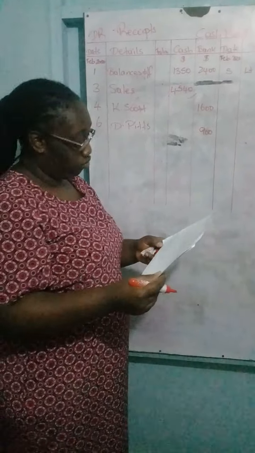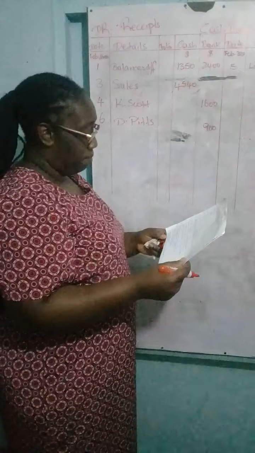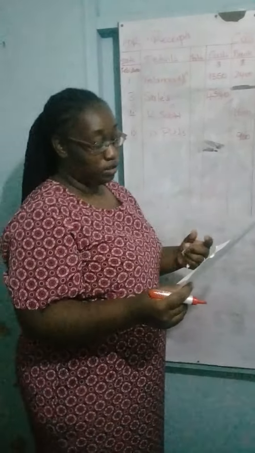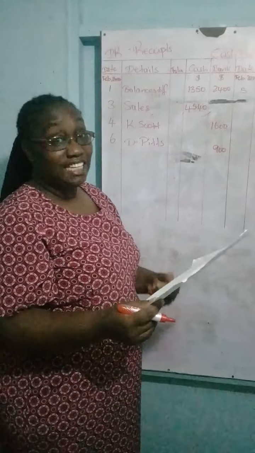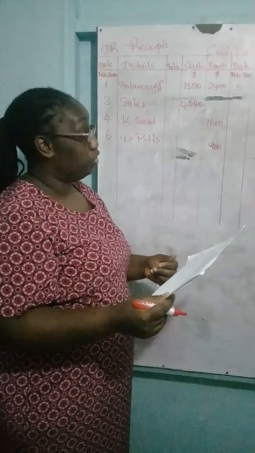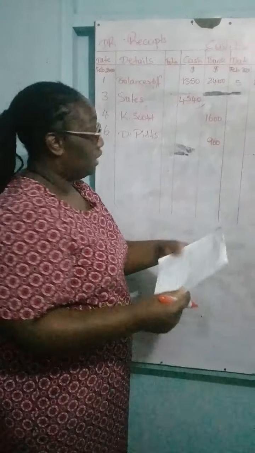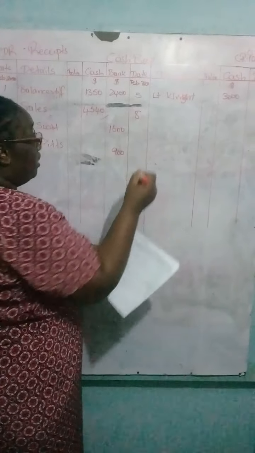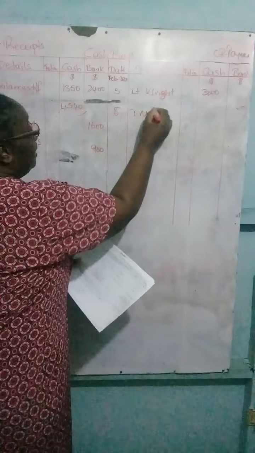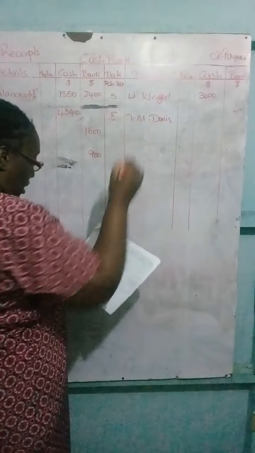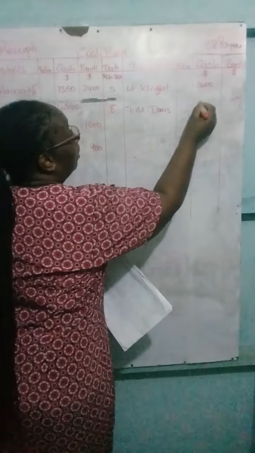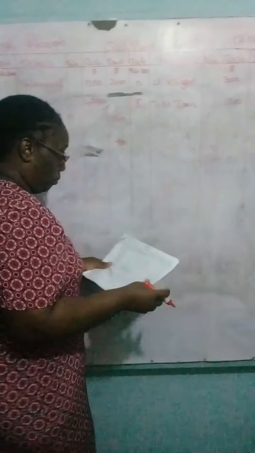Okay, our final transaction is a payment that is made to T.M. Davis for goods previously bought, and the payment was made in cash, $1,200. So that would go on which side? That would go on the credit side. It's a payment. So it's on the 8th of February. The payment was made to T.M. Davis in the amount $1,200. That goes under the cash column.